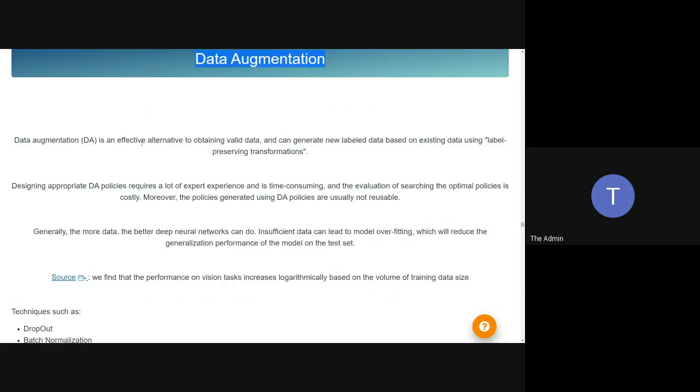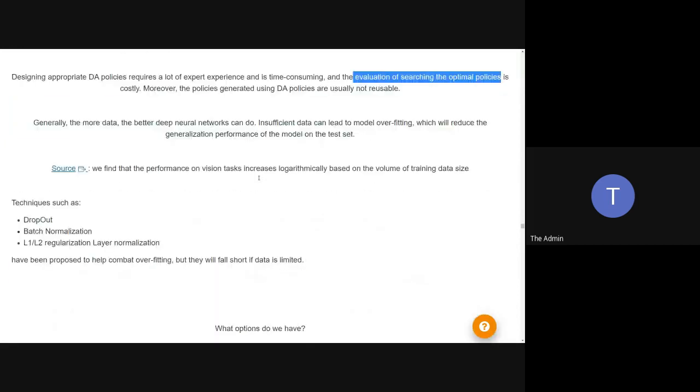Data augmentation is an effective alternate to obtaining valid data because it's similar to your data but not the same. It's slightly rotated, slightly enlarged, slightly oblong, and different stuff. We have many data augmentation policies, but finding the right one is time consuming and it requires a search of the policies also. There's some simple stuff and there are some complex stuff also. If you want to read about this exponential stuff, then you can click on this link and it will take you to the paper.